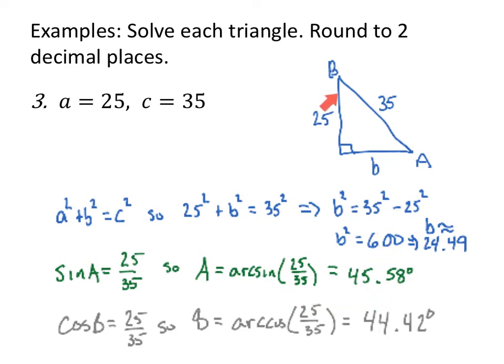Now if I want to find angle B, I'm looking at adjacent and hypotenuse, so I'll use the cosine. Angle B is the arc cosine of 25 over 35, which is 44.42. Let's see. Side B and side A, super close to the same value. Angle A, side A a little longer, yes. So angle A, a little wider. But they're super close to being the same angle, super close to being the same lengths. These are probably very good answers.